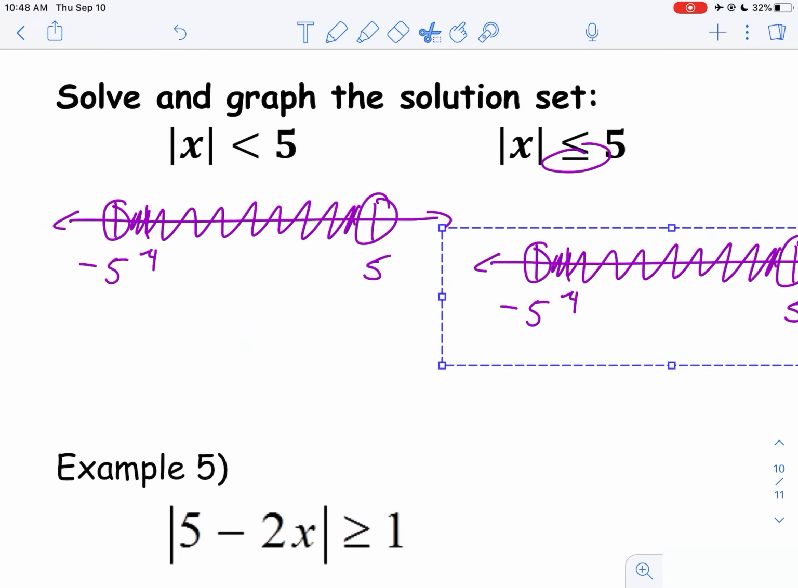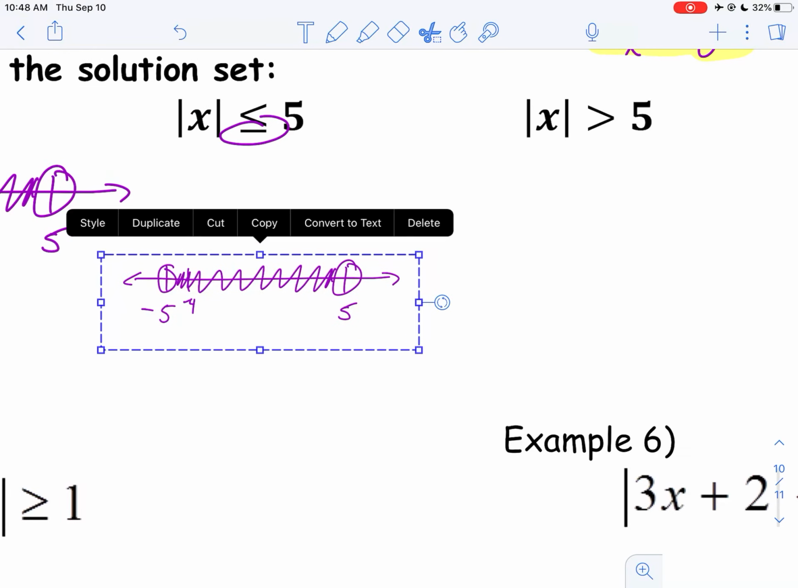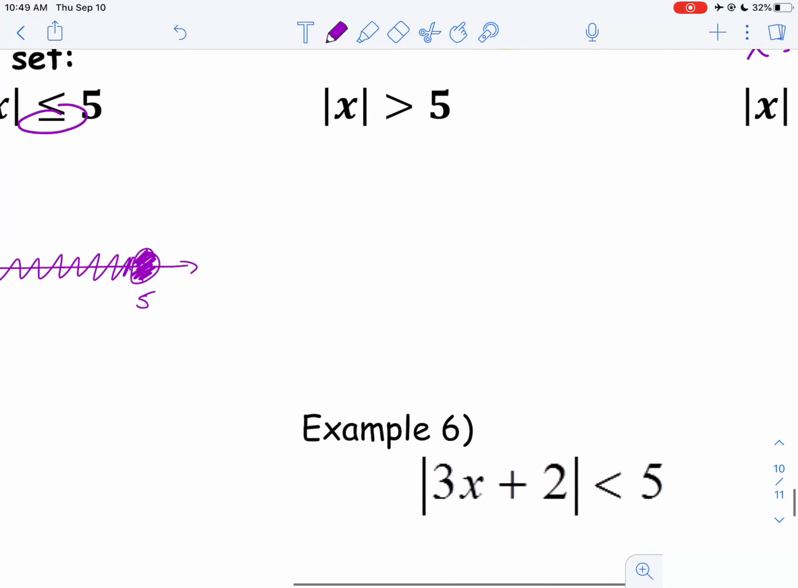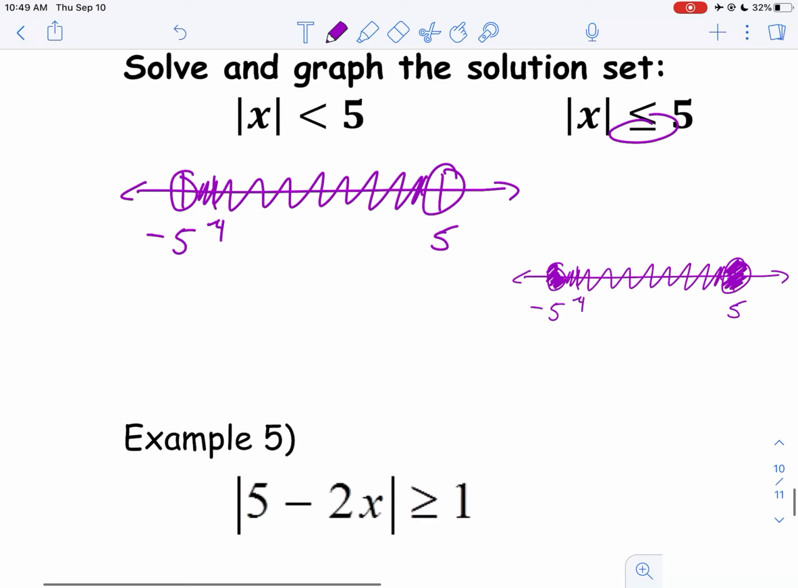What's the difference? The difference is these circles just need to be filled in, because now it can be equal to. How about when the absolute value of x is greater than 5? Using the same ideas and thinking about it, it makes sense all of these are true. But what about the negative side of things?